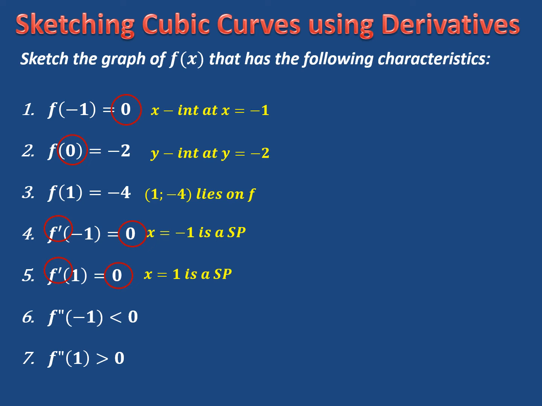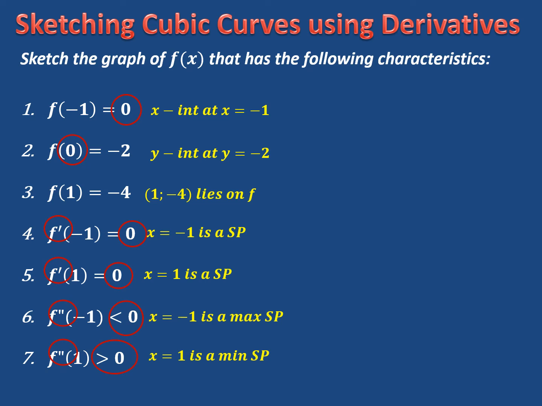Points 6 and 7 speak about the second derivative. Now the second derivative helps us decide if the stationary point is a minimum or a maximum value. In number 6, the second derivative is smaller than 0, which means that minus 1 is a maximum stationary point. And with number 7, the second derivative is positive, which means it's part of a happy face. So 1 will be a minimum stationary point.